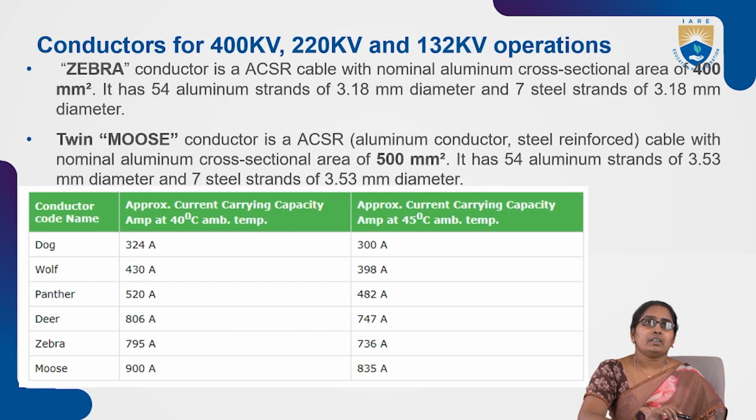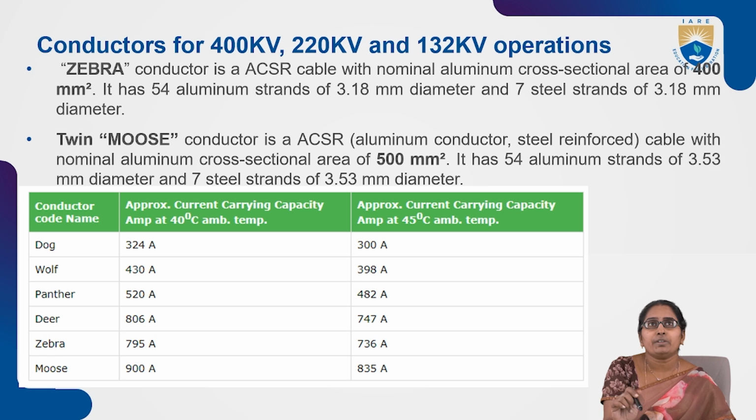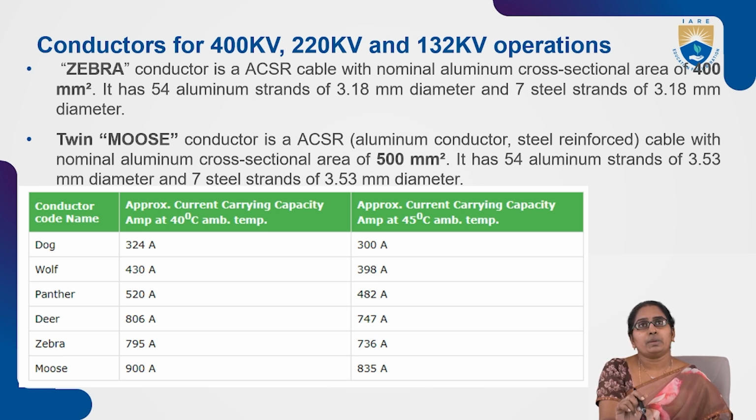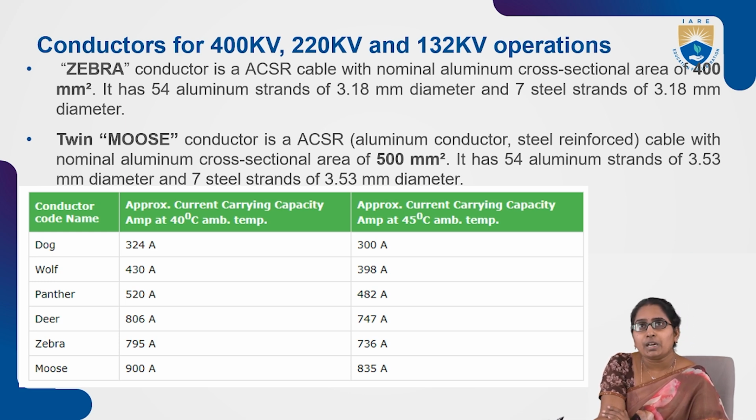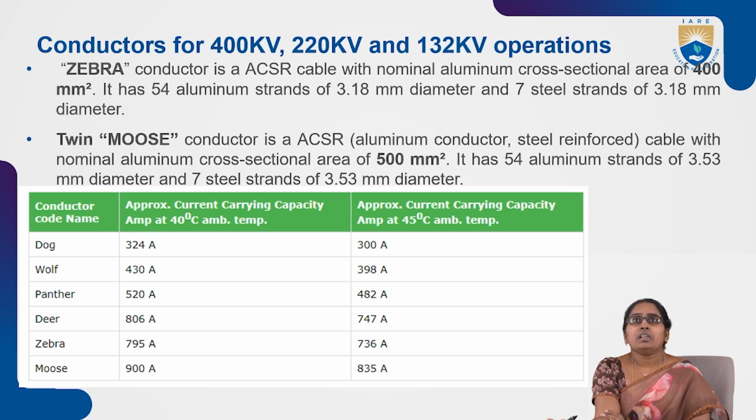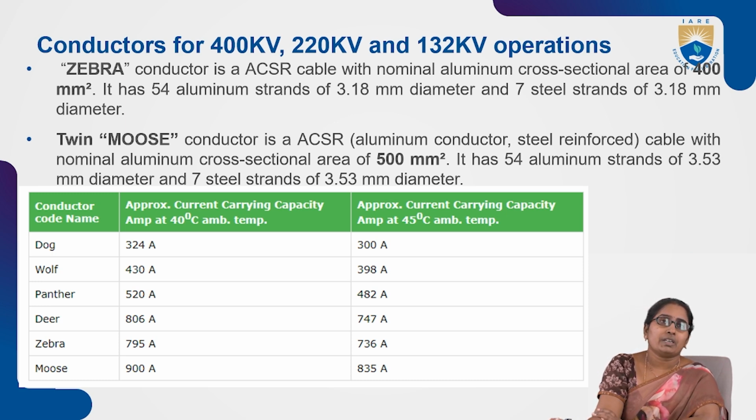Next, the Zebra conductor is an ACSR cable with nominal aluminum cross sectional area 400 mm square. It has 54 aluminum strands of 3.18 mm diameter and 7 steel strands of 3.18 mm diameter. Diameter-wise, the strands are the same; only the number of steel and aluminum strands varies. Then the fourth one, the Twin Moose conductor, is an ACSR cable with nominal aluminum cross sectional area of 500 mm square, with 54 aluminum strands of 3.53 mm diameter and 7 steel strands of 3.53 mm diameter.